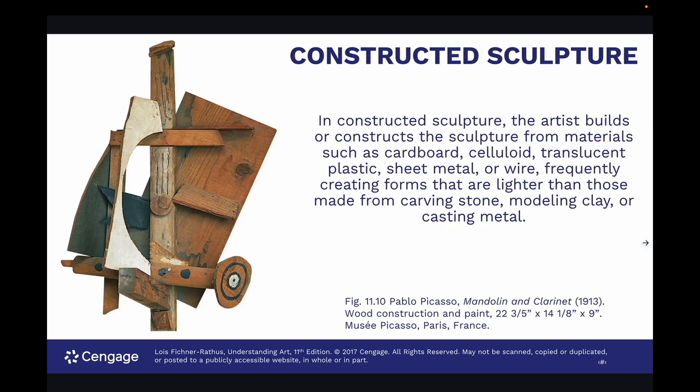Constructed sculpture is when an artist builds or constructs the sculpture from materials like cardboard, celluloid, translucent plastic, sheet metal, or wire, frequently creating forms that are lighter than those made from carving stone, modeling clay, or casting metal. Sometimes the wood might be cut, some things might be painted, and they are attached together with nails or glue, so it's literally the idea of constructing something.